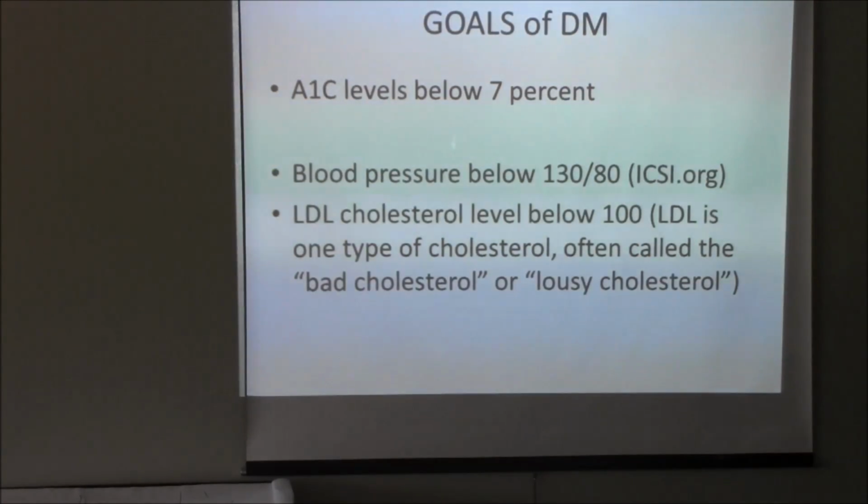Goals are to keep your A1C levels below 7%. For folks over the age of 60, 65, depending on their comorbid conditions, below 8% is recommended because they have the risk of falling if they run too low, trying to drive down their blood sugars. Blood pressure below 130/80, we talked about that. LDL cholesterol below 100.